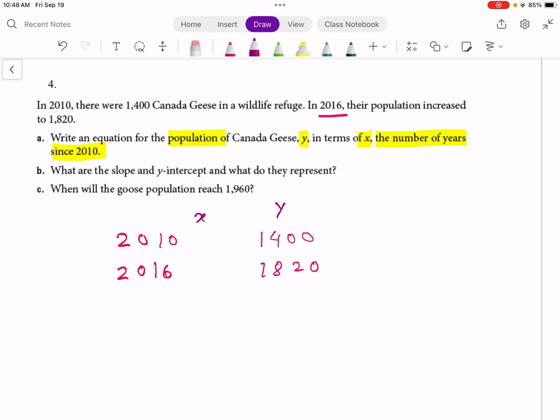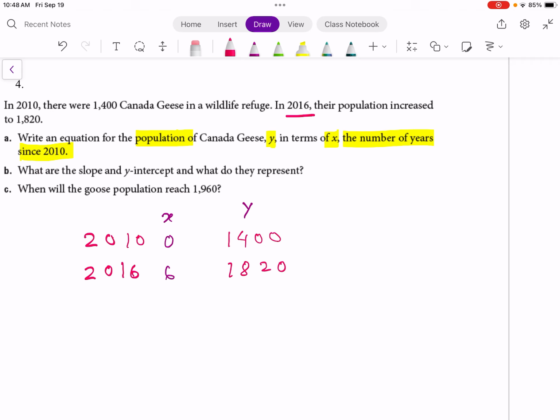So if x is the number of years since 2010, what will be x for the year 2010? It's 0, right? It's 0. Now what will be the number of years since 2010 if the year is 2016? 6, and that is our x. And we have to write an equation, okay? So we have two points now.